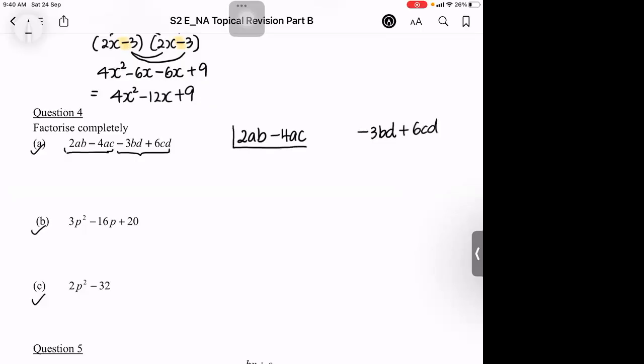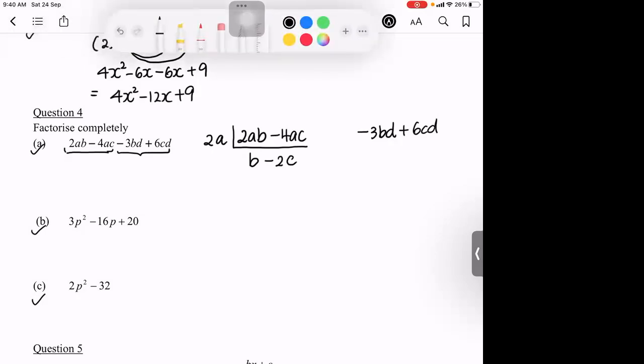Let's see, from the first group, what is the common factor I can divide out? 2A, yes, very good. So 2AB divided by 2A leaves B. Negative 4AC divided by 2A: negative 4 divided by 2 is negative 2, AC divided by A leaves C. This one is okay, right? Now you notice this portion is B minus 2C.